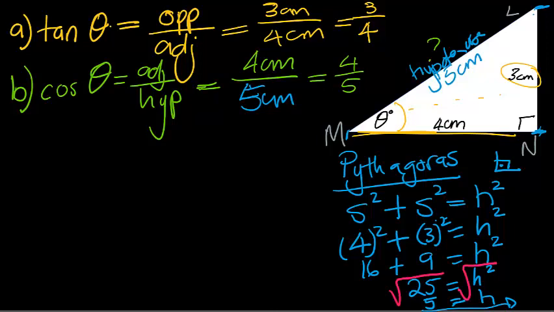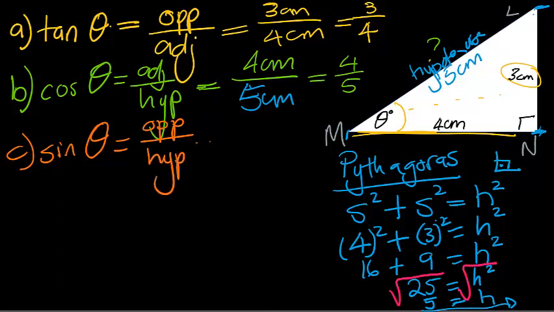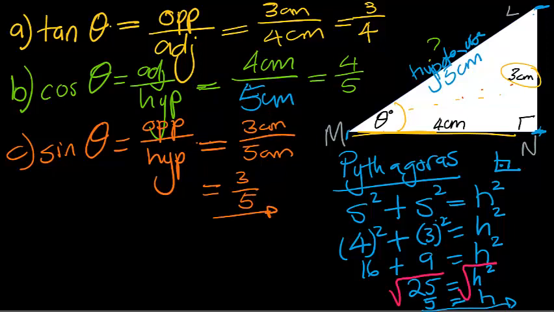The last question is asking me what is sine of theta. Sine of theta, I know, is opposite over hypotenuse. And I know that the opposite of theta is 3 centimeters and the hypotenuse is 5 centimeters. I know this because of the theorem of Pythagoras. So sine of theta is 3 over 5. And that's the answer to example number 2.